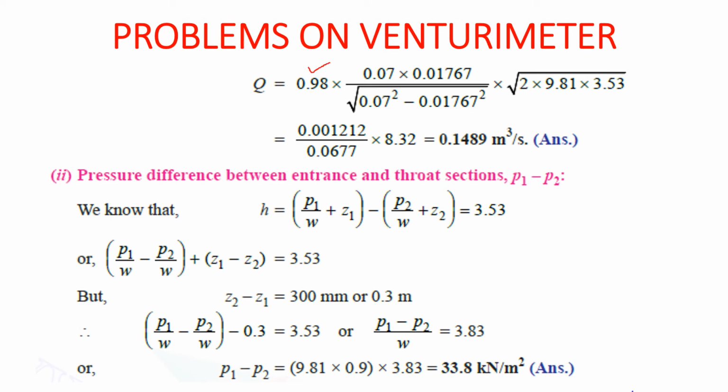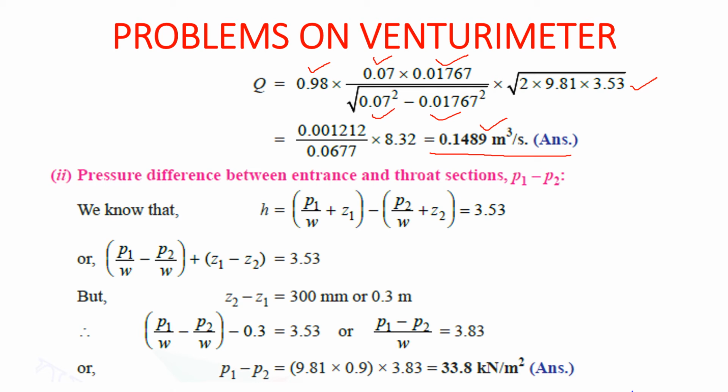So Q equal to CD is 0.98 into A1 is 0.07 into A2 is 0.01767 into under root 2 into 9.81 into 3.53, that is H, then divided by under root A1 square, that is 0.07 square, minus A2 square, that is 0.01767 square. So when we evaluate this value of Q, we get it as 0.1489 meter cube per second. So this is the value of the discharge of oil flowing through this pipe.